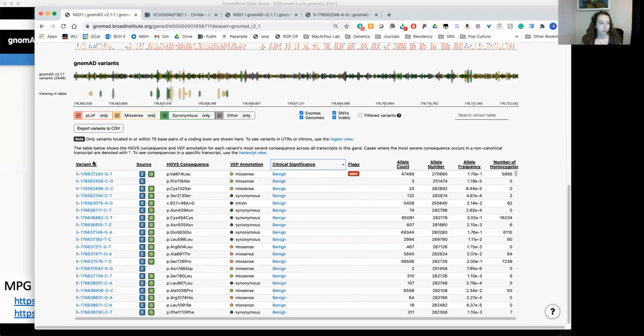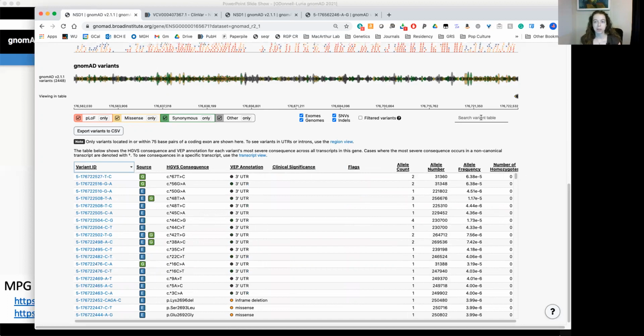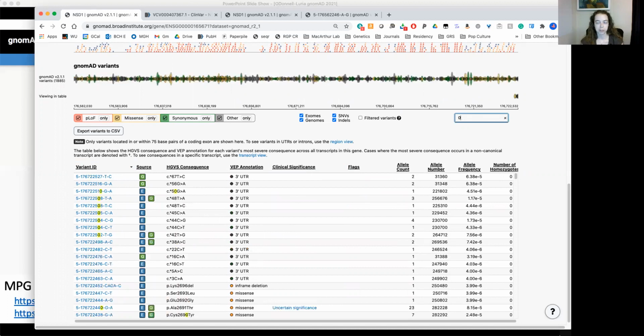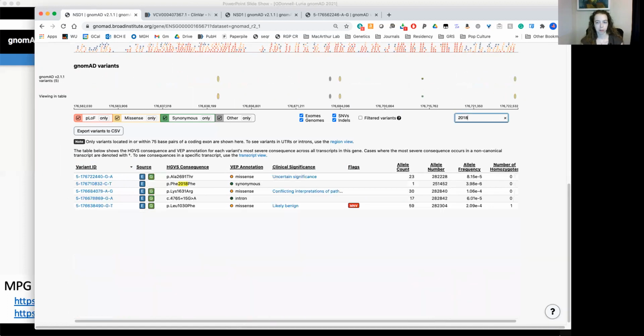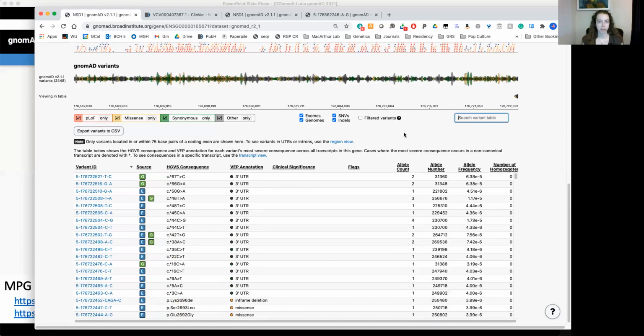Now, if I go back, the default is it sorts by variant ID position. And I can also search for any variant I'm interested in. I can search for every variant that has a phenylalanine in it. I can search for a specific position, because you can filter this table a number of ways.